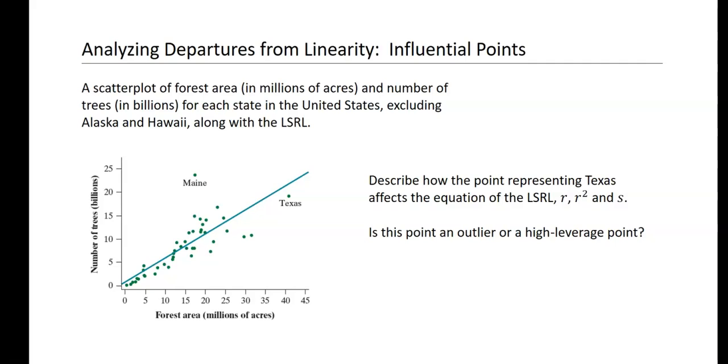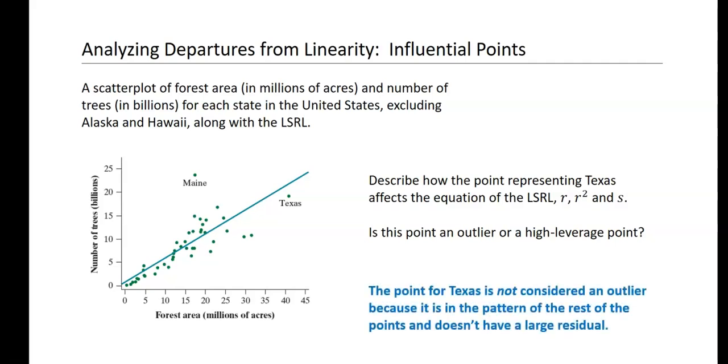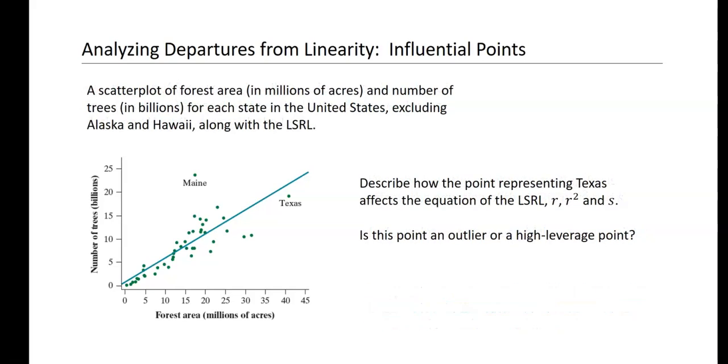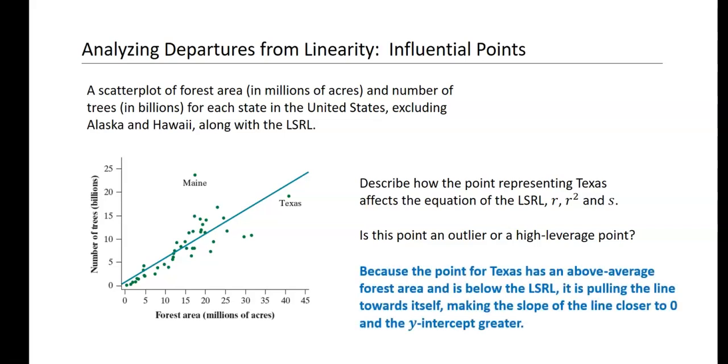R might be stronger because it's not far outside the pattern. R squared might be stronger, and standard deviation of the residuals might be smaller because it's not that far away from the pattern. It's not an outlier because it's in the pattern. Doesn't have a large residual. It is a high leverage point.